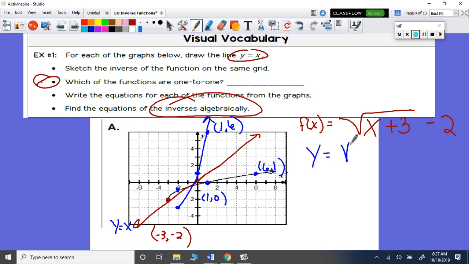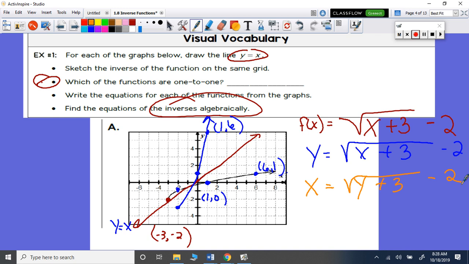Okay, so to find it algebraically, you start by replacing your function with y. In an inverse, what is flip-flopped, friends? X and y. So guess what? To solve algebraically to find the new one, you flip-flop x's and y's.